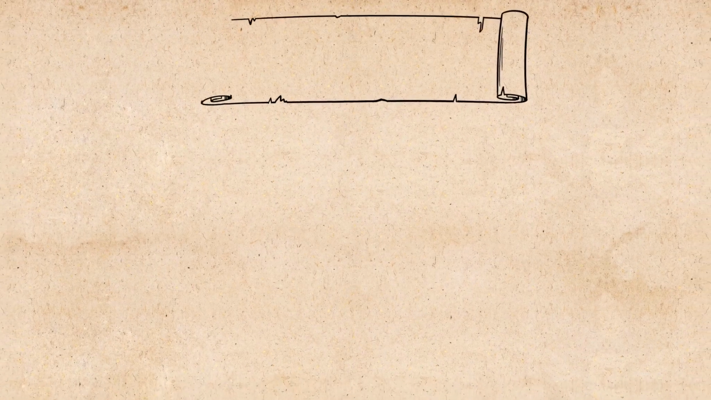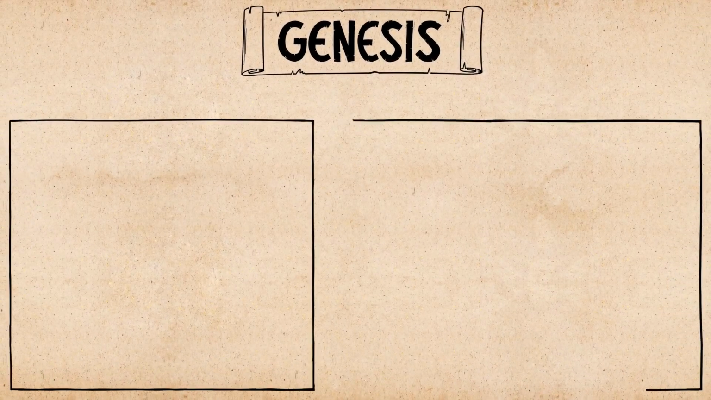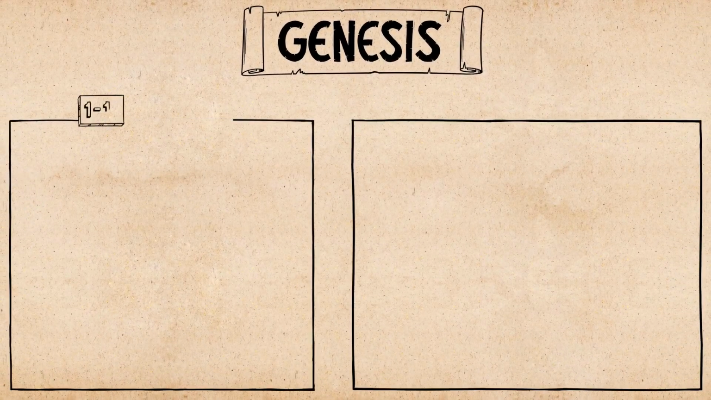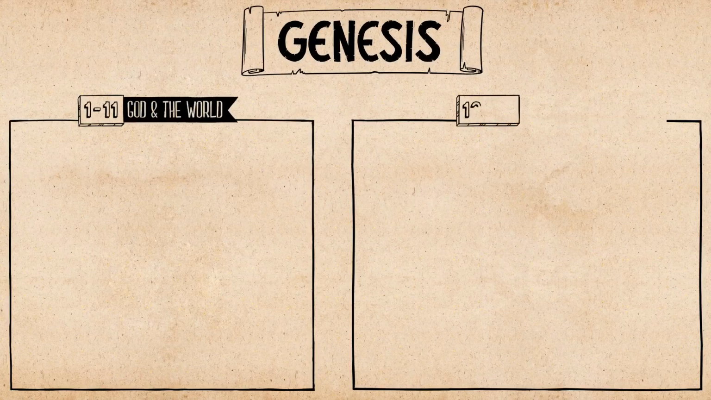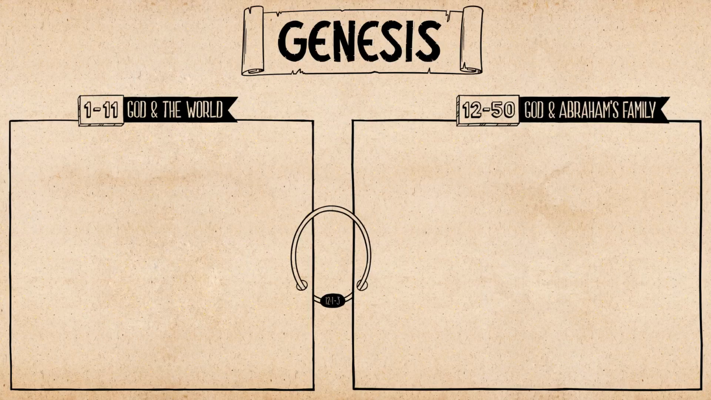The book of Genesis. It's the first book of the Bible, and its storyline divides into two main parts. There's chapters 1 through 11, which tell the story of God and the whole world. And then there's chapters 12 through 50, which zoom in and tell the story of God and just one man, Abraham, and then his family. And these two parts are connected by a hinge story at the beginning of chapter 12. And this design gives us a clue to how to understand the message of the book as a whole and how it introduces the story of the whole Bible.